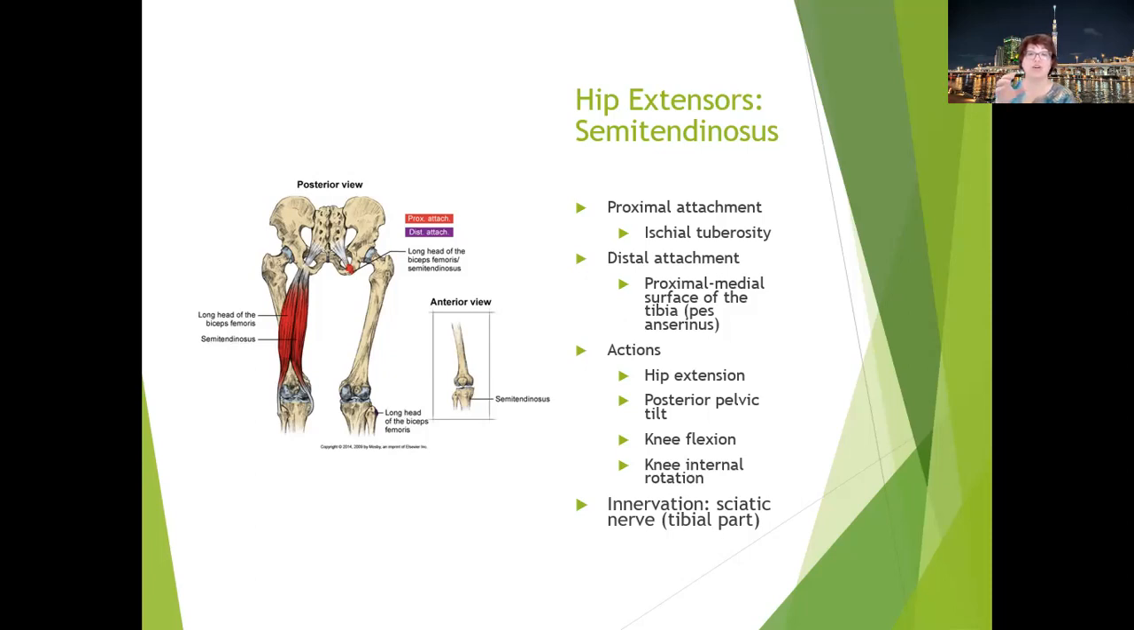Its actions are hip extension because it's posterior to the medial lateral axis. It's part of the group that works in posterior pelvic tilt. It crosses the back of the knee as well and performs knee flexion. And it's one of the group that works on knee internal rotation. So we'll talk about that in the knee chapter. It's innervated by the sciatic nerve, and it's the tibial part of the sciatic nerve.